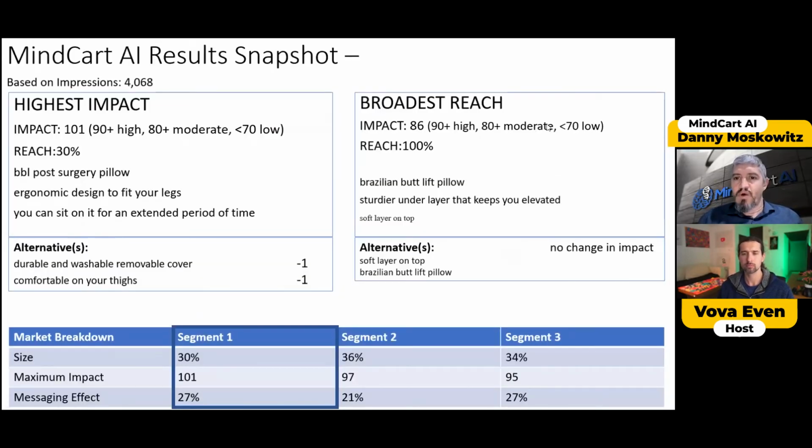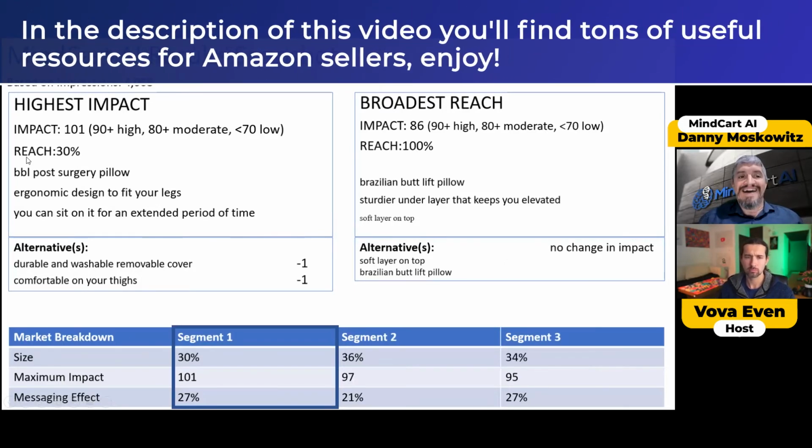It tells you, okay, here's what you should do. I'll go through this a little bit. This is an actual result that we got. On top, it says it's a snapshot. There are 4,000 impressions, and this is the highest impact combination. So what does that mean? It's not going to get as many clicks, but the people that click are the most likely to buy.